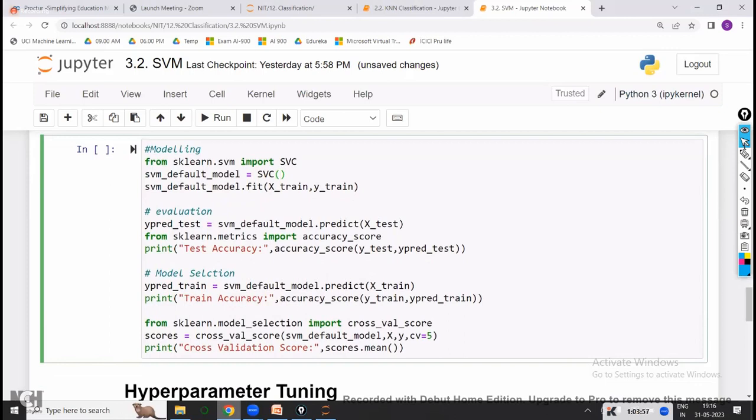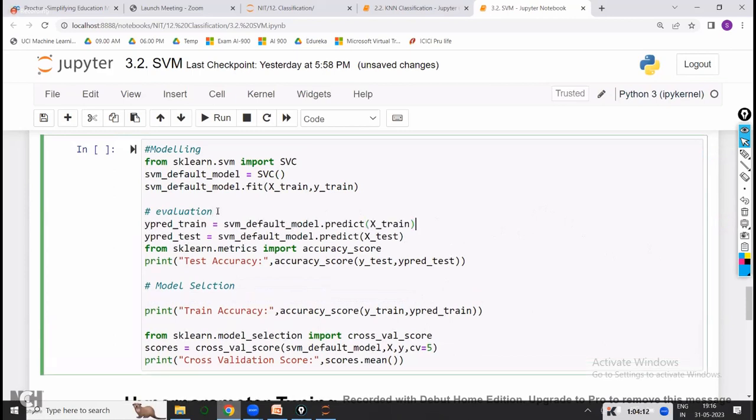Now, what is meant by modeling? First, you have to import, save into a model, and fit on X train, Y train. What is meant by prediction? Prediction means model.predict on X train, model.predict on X test. If you use this, model.predict on X train, model.predict on X test, this is called prediction.